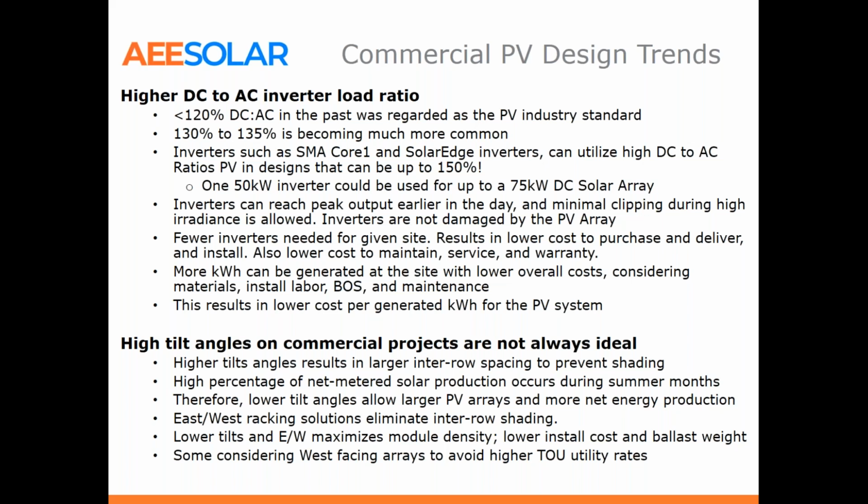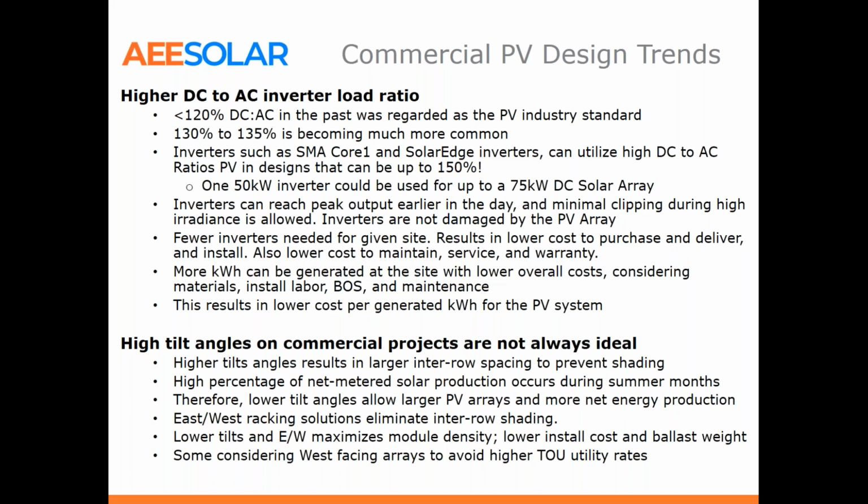With the panel prices being what they are, and you're going to see in some of my layout displays later on, with the higher tilts we have larger inner row spacing that has to be left, so you're losing a lot of roof or ground space by having a higher tilt angle. So with lower tilt angles, we allow more and larger PV arrays and more net energy that we can actually produce. We actually do have an east-west racking solution that completely eliminates inner row shading. That could be useful for some high-density projects.